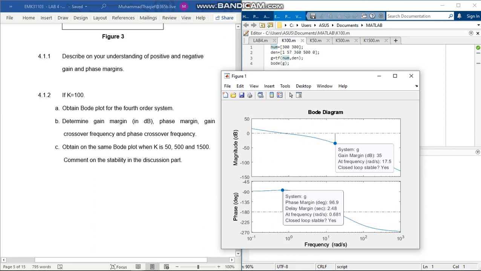The question asks us to determine the gain margin in dB, phase margin, gain crossover frequency, and phase crossover frequency. So for K equal to 100, we obtain a gain margin of 5, the frequency in radians is 70.5, and for phase margin we get 96.9 degrees, and the phase crossover frequency is 0.681. Both the magnitude and phase for K equal to 100 are stable.